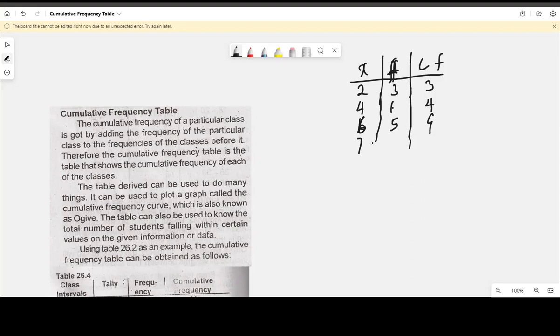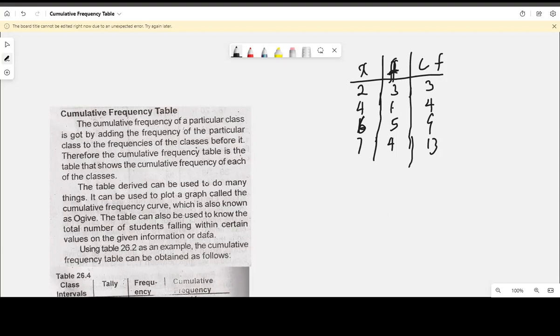Let's assume we have more data, say 7 again, and 7 appeared 4 times. To get the cumulative of it, we add this 4 to 9, and so it goes like that. 4 plus 9 will give us 13. So all of this forms the cumulative frequency. The cumulative frequency of a particular class is got by adding the frequency of the class to the frequency of the classes before it. Therefore, the cumulative frequency table is a table that shows the cumulative frequency of each of the classes.